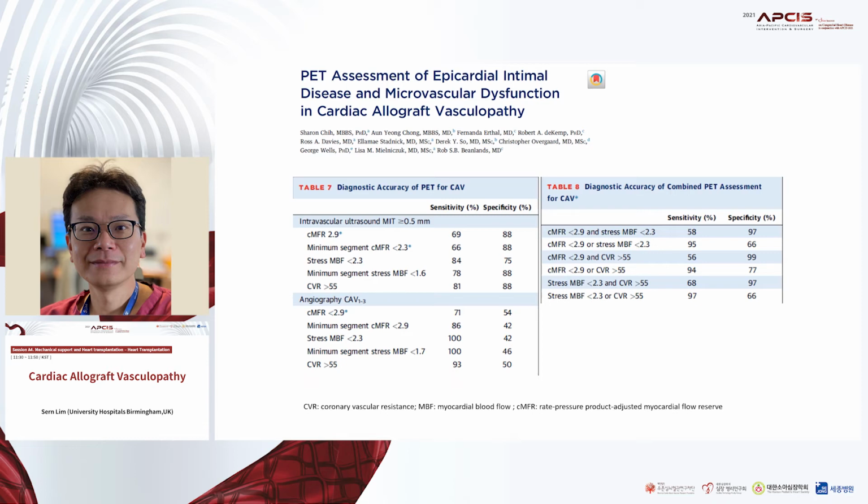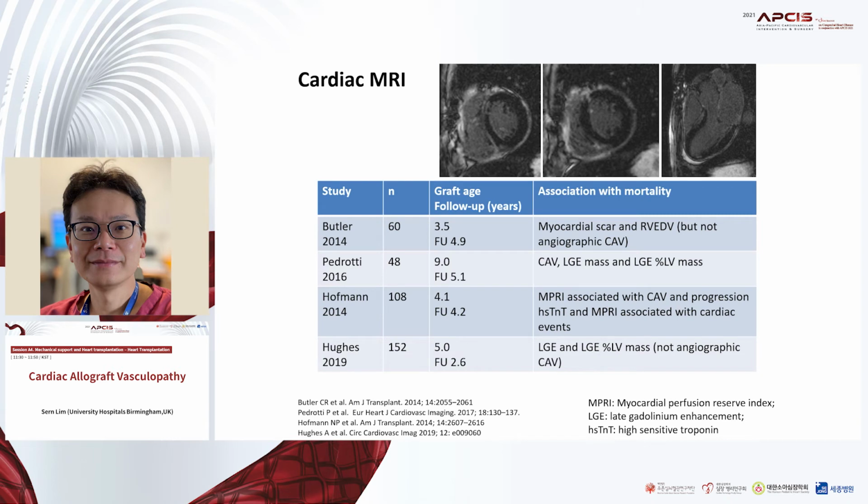I'm also going to talk a bit about cardiac MRI here. So this is a summary of 4 studies, of various sizes and various duration of follow-up, that examine the role of cardiac MRI. And the interesting thing about cardiac MRI here is 2 things. The first is that the myocardial perfusion reserve, so a way of quantifying myocardial blood flow, may be associated with the subsequent development of vasculopathy and its progression. So again, suggesting that abnormal flow at baseline may well identify subsequent development of vasculopathy.